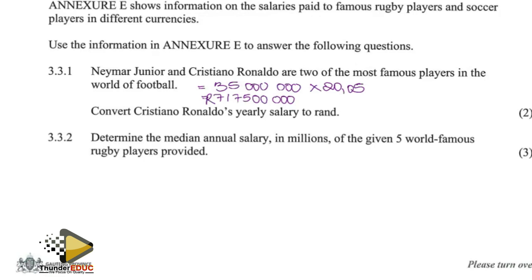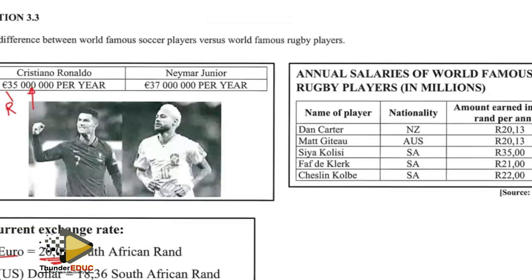Okay. Determine the median annual salary in millions of the given 5 world famous rugby players provided. Now, the first thing you're going to do, the moment you hear the word median, arrange and look for the middle value. So we come there and we see, here we go. We have 5 of them. These are the ones that we're looking at. We have 1, 2, 3, 4, 5.